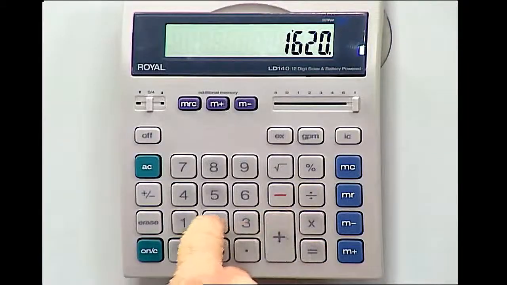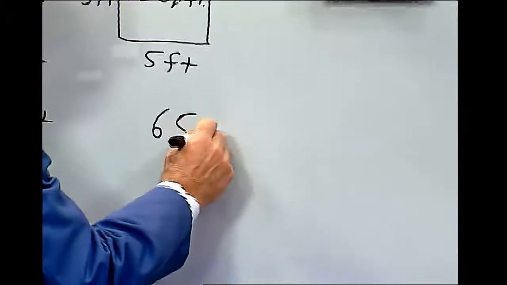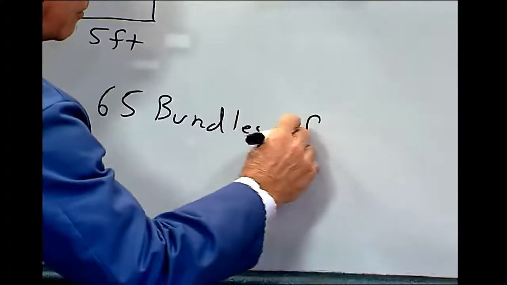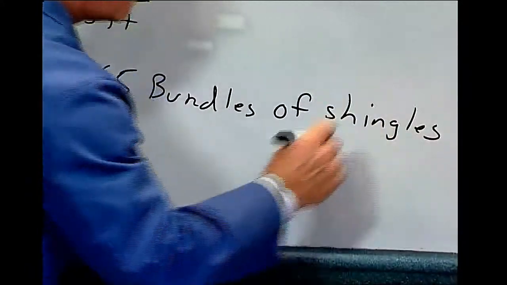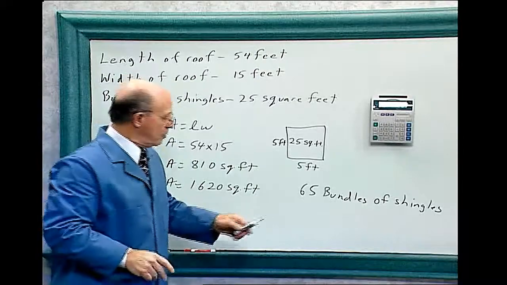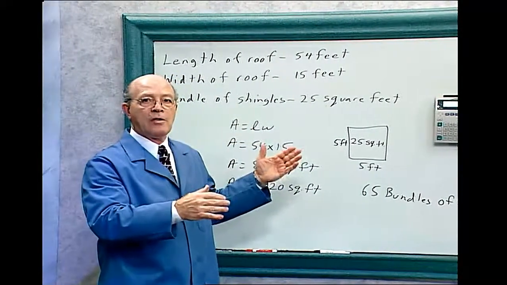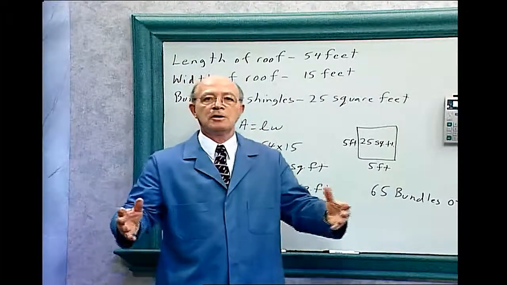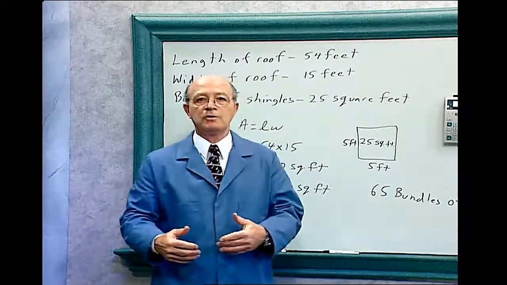So divide that by 25, and that equals 64.8, or 65 bundles of shingles. So if you go to a store and you want to cover a roof, you're going to have to figure your area, and then you have to divide the area by how many square feet the bundles of shingles goes into that area, and that will determine how many bundles you have to buy of shingles.